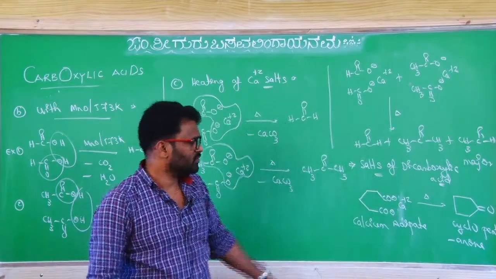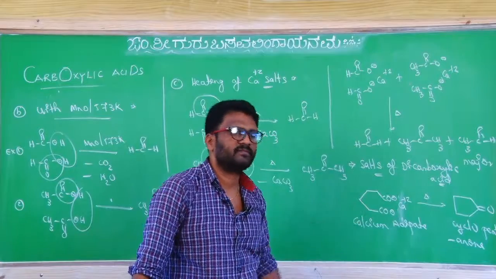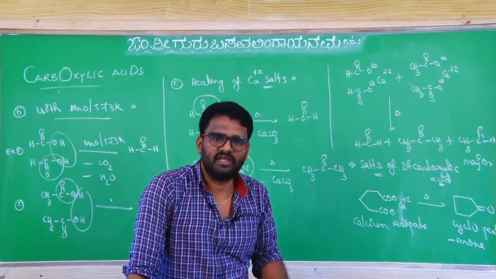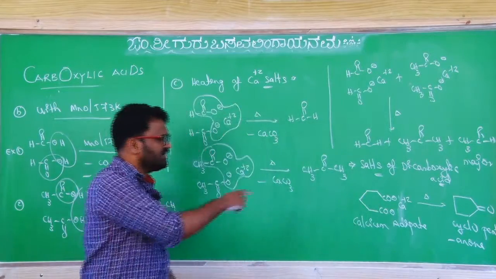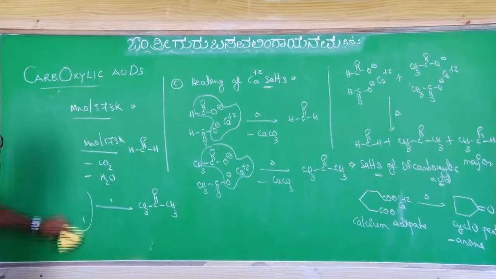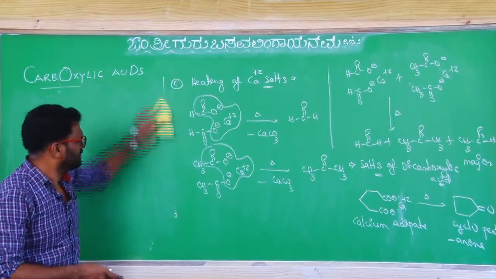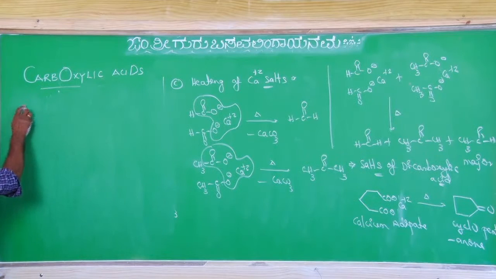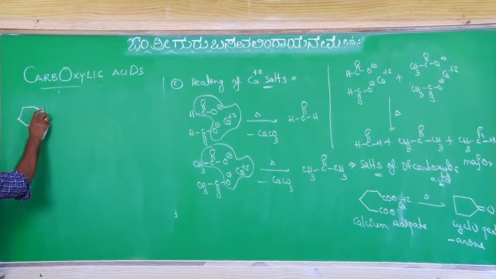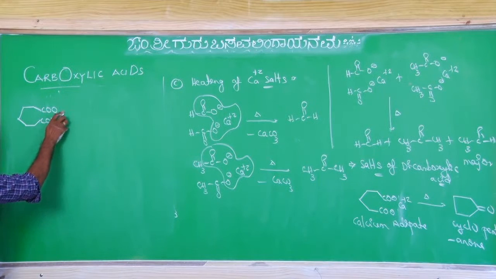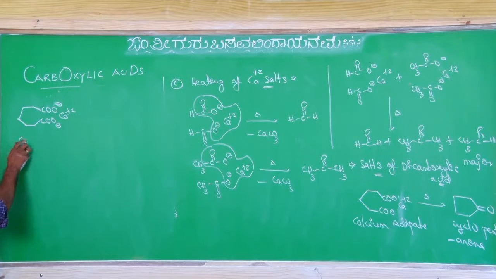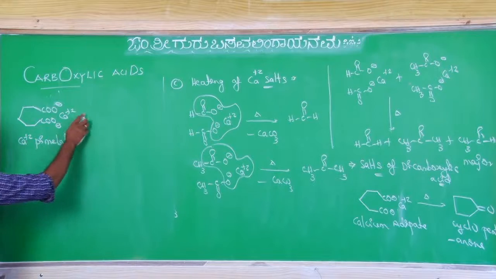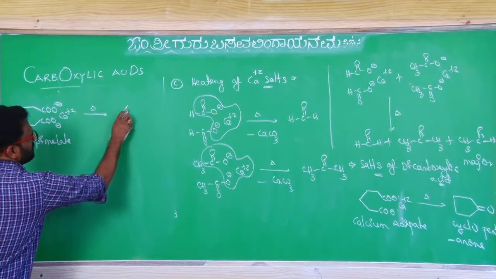Cyclopentanone is the product. So to get cyclohexanone, what do you have to take? Calcium pimelate. You have to take calcium pimelate. So on heating of calcium pimelate, what will you get? Cyclohexanone. Calcium pimelate on heating, you will get cyclohexanone.